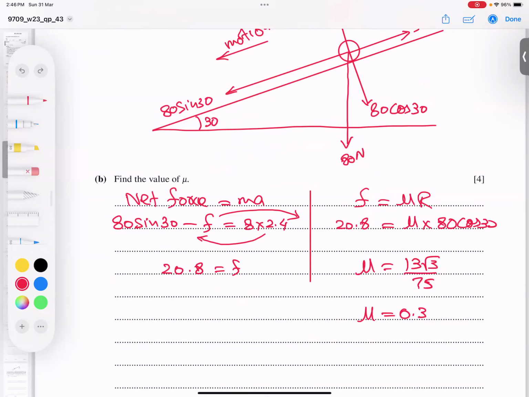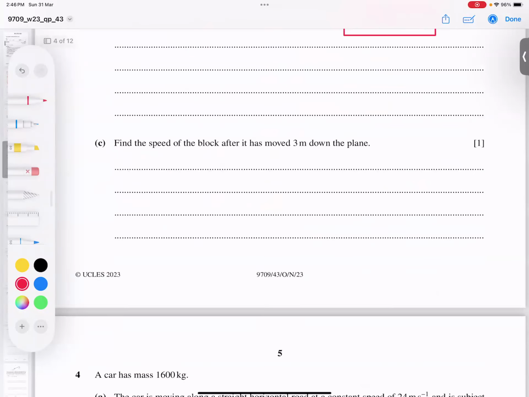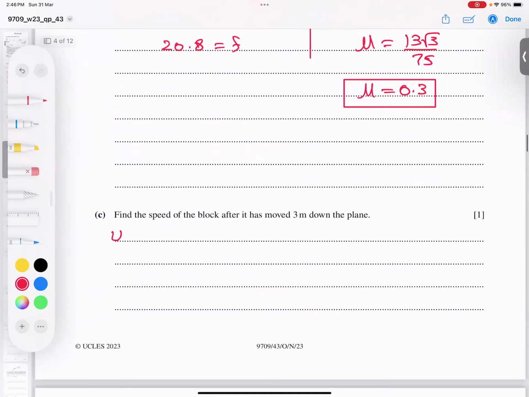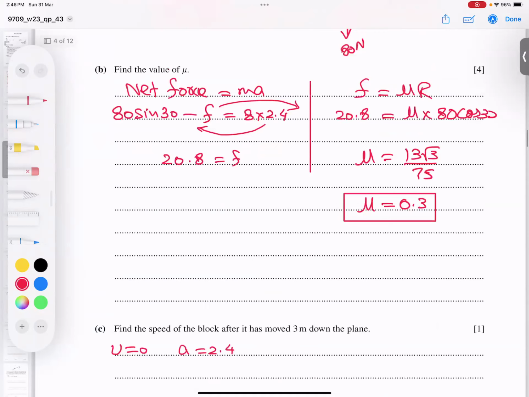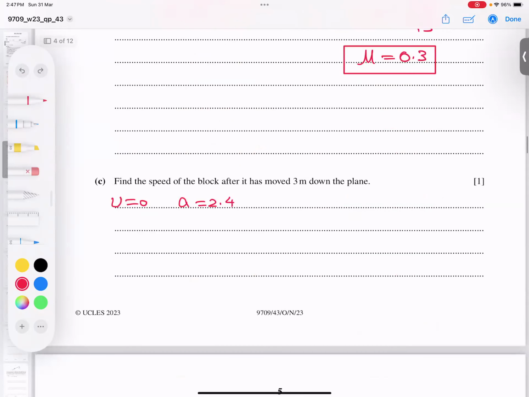Okay, so let's talk about the next part. He said find the speed of the block after it moved 3 meters downwards. So it means starting from rest, 0 speed, acceleration we know, 2.4. Look at it: acceleration 2.4, starting from rest, and the distance it will travel is very clear, 3 meters. So I think it's very easy to find the last speed after traveling.